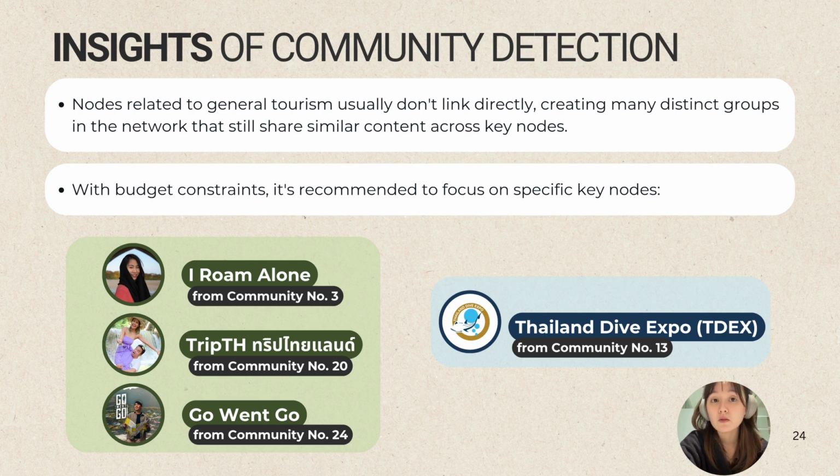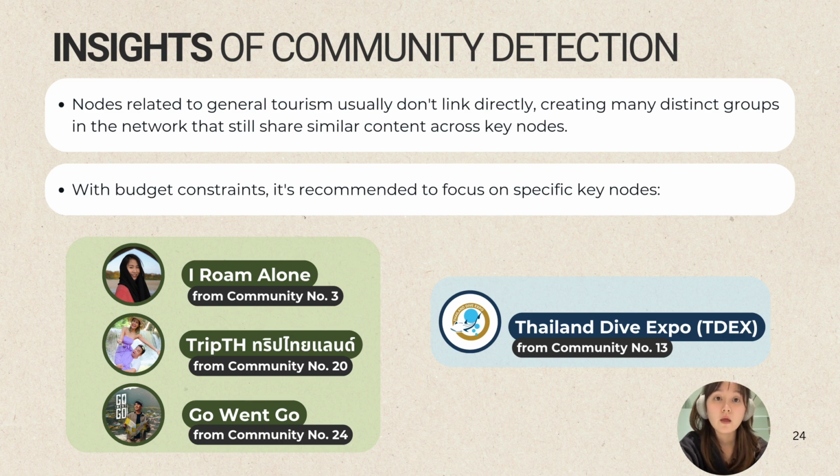And if we ignore the limited budget, I would say the most effective way to distribute information across the network would be through 25 key nodes, let's say one node for each community.